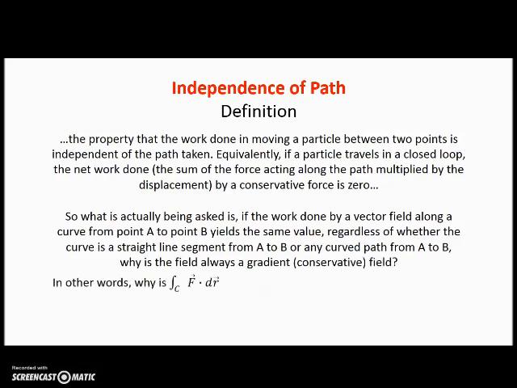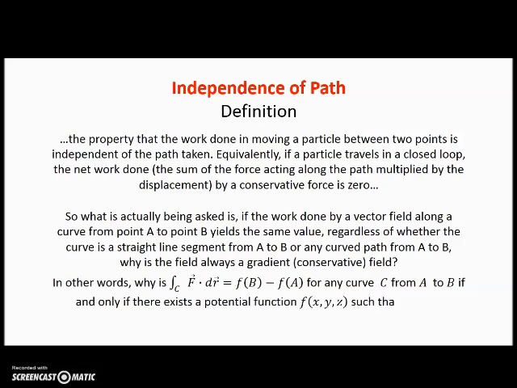In other words, why is the work done by the force along the curve, when integrated, equal to some function f of B minus the same function at A for any curve from A to B, if and only if there exists a potential function, little f, such that that potential function's gradient is in fact the vector field. So the vector field is related to a particular function called the potential function. And if that relationship exists, then to compute the work along the curve is simple. You just take the potential function at B and then subtract the potential function's value at A. Simple, simple, simple. But why is that so?